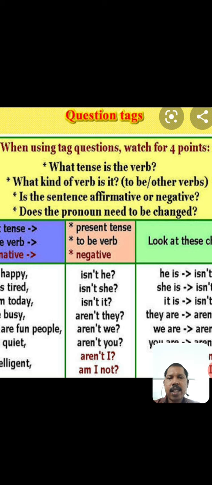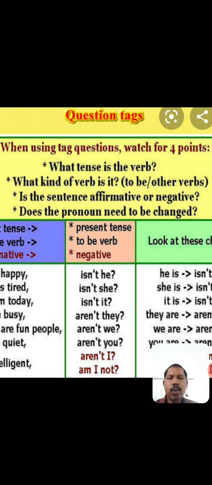The third point is: is the sentence affirmative or negative? The entire sentence is affirmative or negative. It is not about the meaning; you have to observe whether a negative word is used or not. Negative words are not, never, seldom, hardly, scarcely, and the word no is also a negative word.